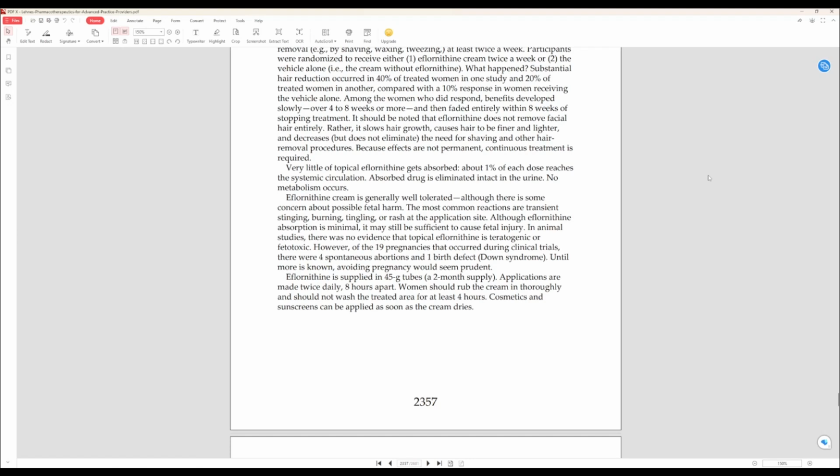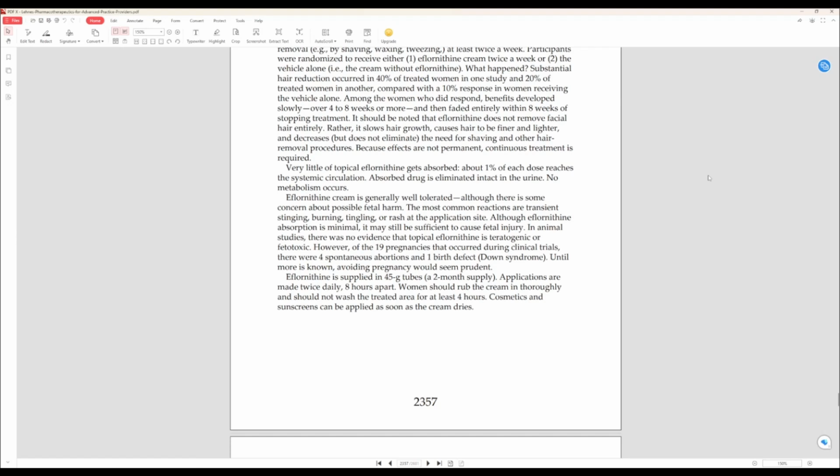Although the cream absorption is minimal, it may still be sufficient to cause fetal injury. In animal studies, there was no evidence that the topical cream is teratogenic or fetotoxic. However, of the 19 pregnancies that occurred during the clinical trial, there were 4 spontaneous abortions and 1 birth defect of Down syndrome. Until more is known, avoiding pregnancy would seem prudent.